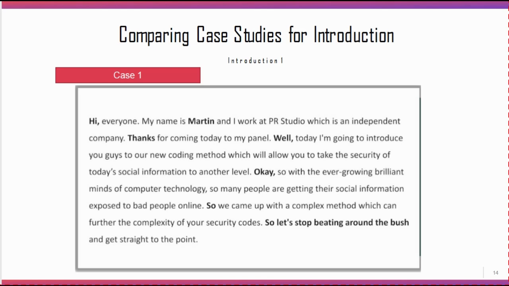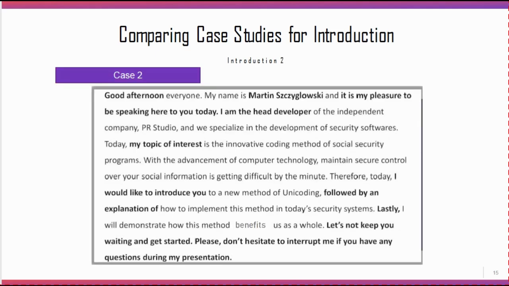Okay, case number 1. Please read it over yourself. I'll give you some time. Try to understand it. And maybe make a decision and think about, is this a good introduction or a bad introduction? Can we move on to case 2? Let's move on to case 2.